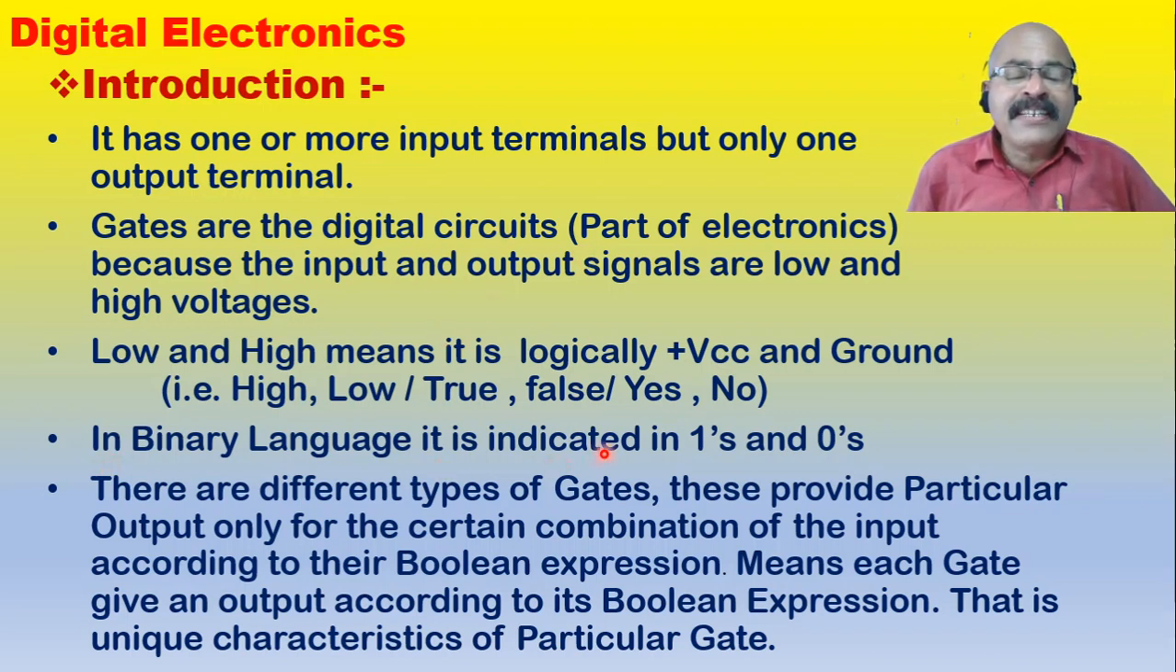In binary language, it is indicated as ones or zeros. One means high, yes, true, plus VCC. Zero means low, false, ground, the absence of the signal. Do not make it difficult. Just keep in mind that 1 means the presence of the signal and 0 means the absence of the signal. 1 means VCC and 0 means ground. 1 means yes and 0 means no.